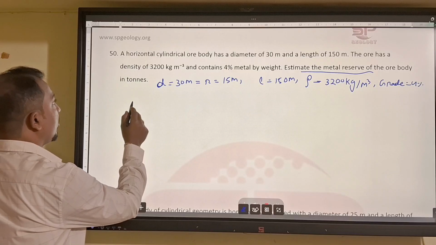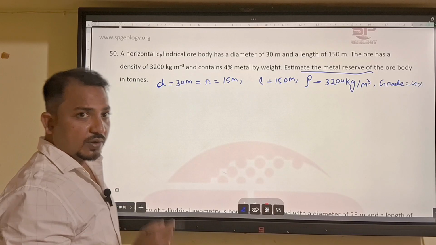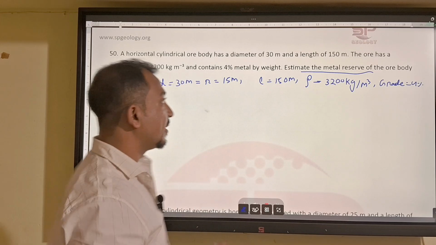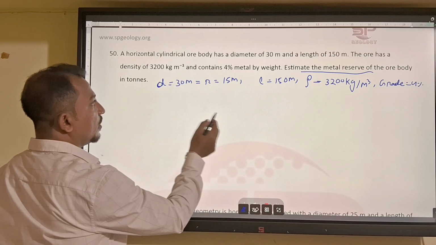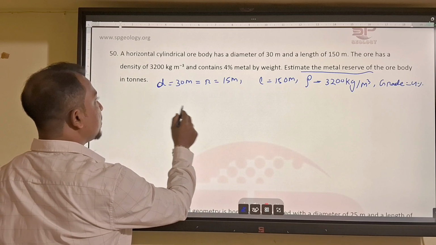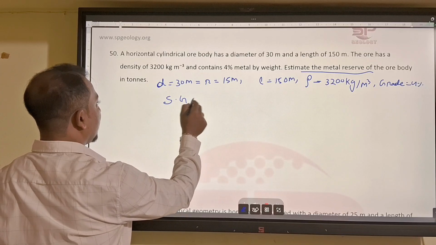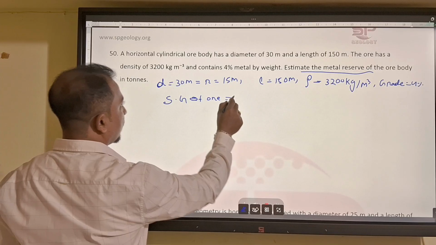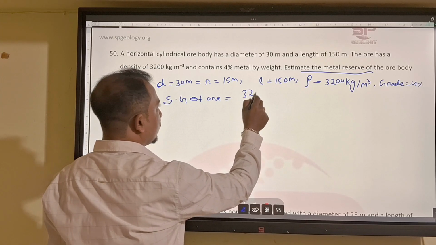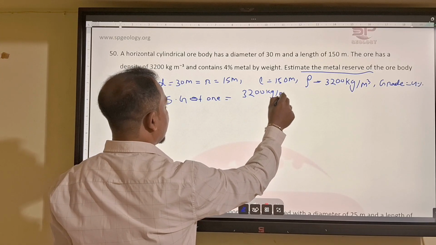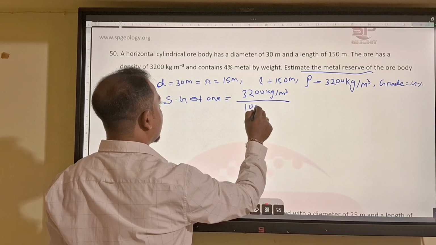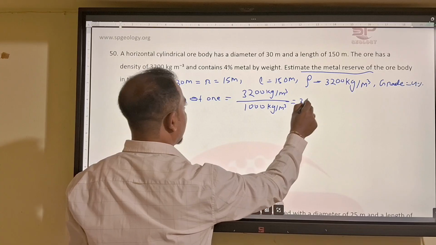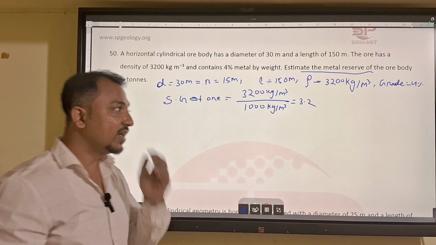So the total metal content formula is ore reserve into grade, or you can say volume into specific gravity into grade. So first we have to calculate the specific gravity of the ore. Specific gravity of ore is the density, 3200 kg per meter cube, divided by the density of water, 1000 kg per meter cube. So it will be 3.2.